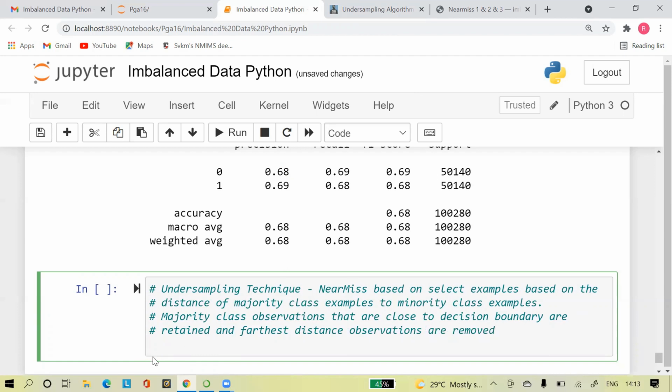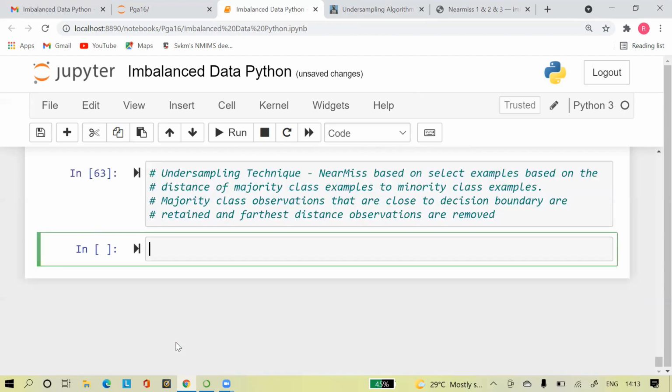So in near miss, what it will do is it will calculate the distance of the majority class to the decision boundary. And those observations which are close to the decision boundary will be retained. Those observations which are far from the decision boundary will be removed, because it's undersampling, right? Means deletion of records from the majority class. Which are closer to the decision boundary will be retained, which are away from the decision boundary will be removed. That is called the near-miss algorithm.